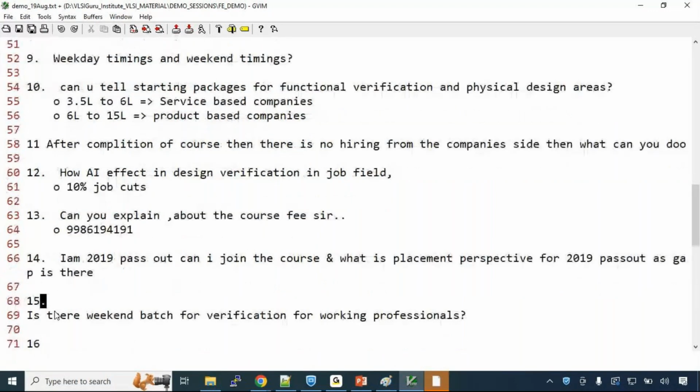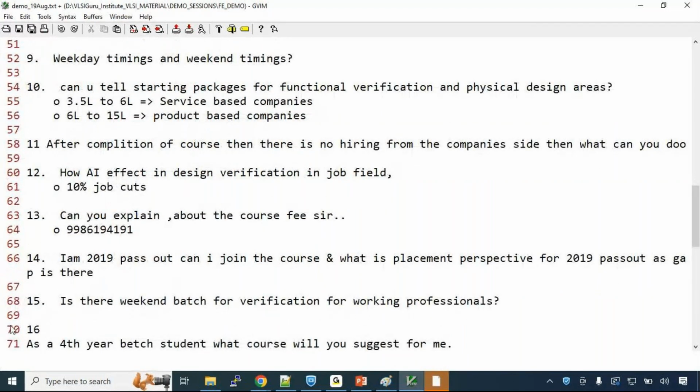Next, is there a weekend batch for verification? I told you, right? A weekend batch is there. That is called the e-learning course. You enroll for e-learning, you're automatically enrolling for the weekend batch.